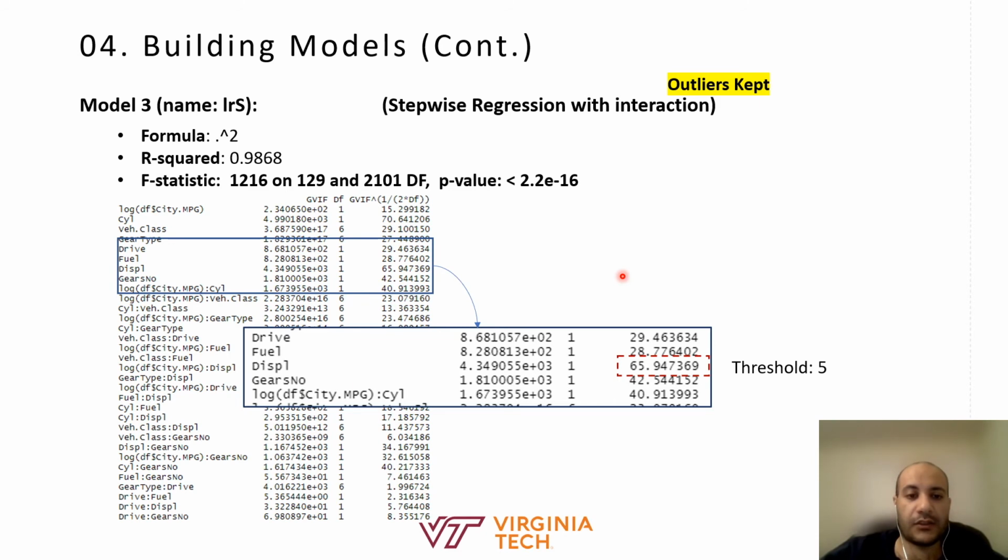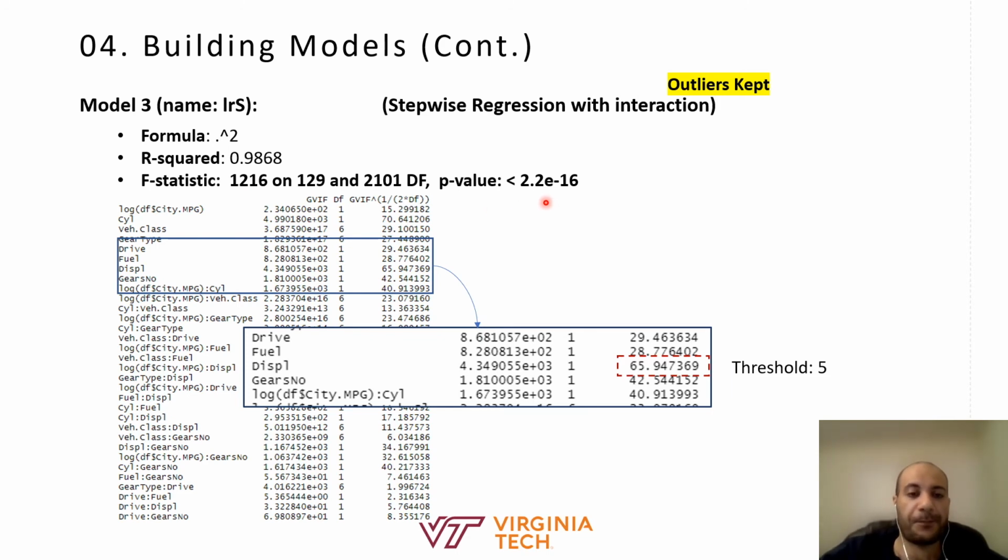So I said, let's try the stepwise regression to see if there was interaction. By the way, I kept all the outliers in these models, and then I will run the same models without the outliers, and at the end we decide which model is better based on the output and error analysis. In this case, we had the stepwise regression with interaction, and the R square here is almost 0.99. The F statistic is 1216, and the p-value is very, very small.